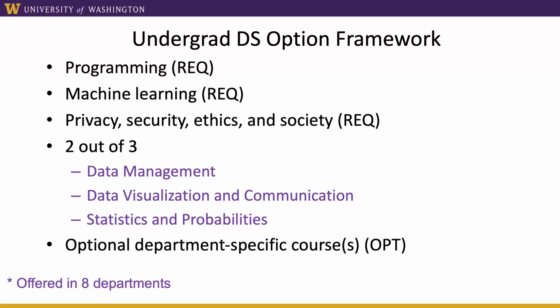And then departments also have the option either to slot in department-specific courses in any of these categories, or to add additional courses if they feel it's really critical that students in their department have some particular course. This is offered in 8 different departments. As I mentioned, these are primarily methods departments. So, CS, stats, applied math, but we have had some more applied departments. Atmospheric sciences has an undergraduate option, for example.